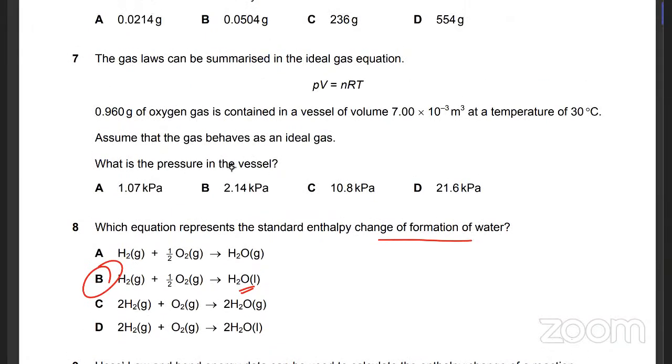Assuming what is the pressure in the vessel? So we need PV = nRT. So it's going to be n. How many moles do we have?